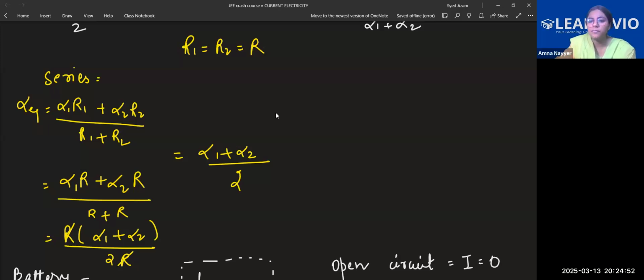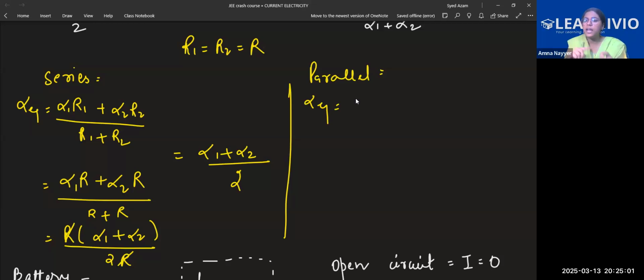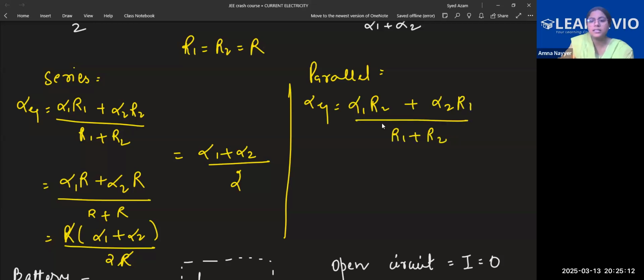This is for series. Now what about parallel? Parallel, I told you, has a similar formula, but the 1 and 2 are interchanged. So alpha 1 with R2, plus alpha 2 with R1, divided by R1 plus R2. That's it. Now here, will there be any difference in the answer? The thing which was varying the answer was the resistance, and this is the same in this case.